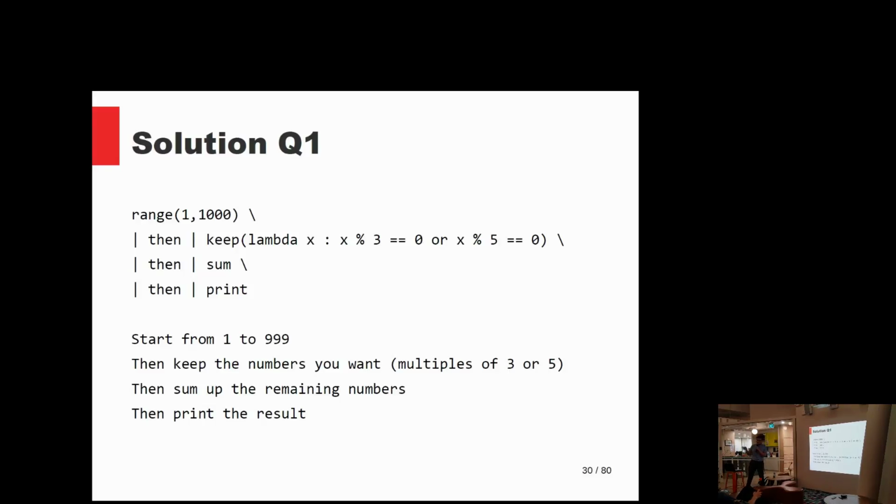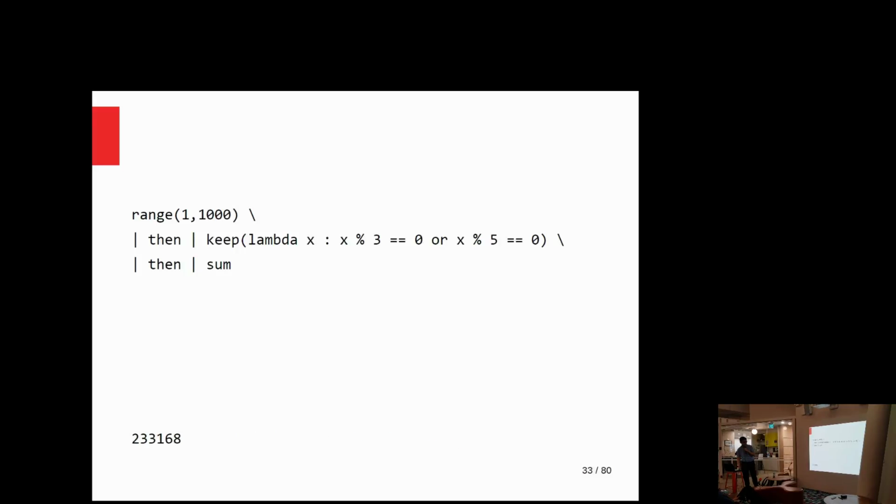Let me do a step-by-step illustration. This is the first line. I have the range of numbers. And then I keep the numbers that I want, which are divisible by 3 or divisible by 5. And then I sum them up. And then I add one more instruction, which is to print out the result to the console, which is a Python print.